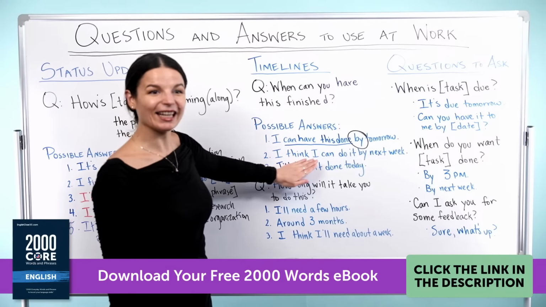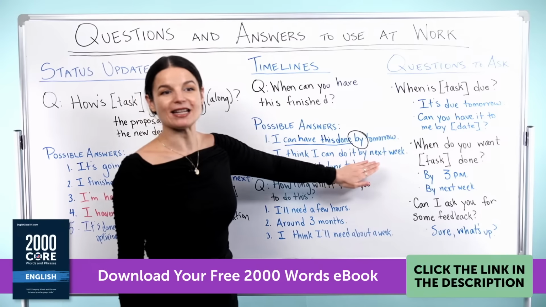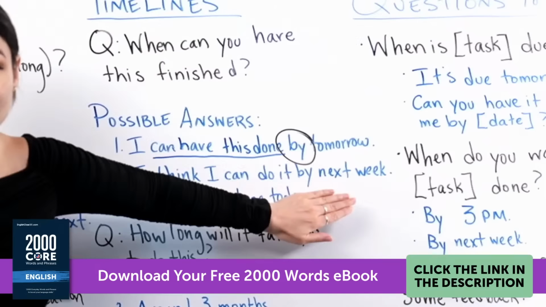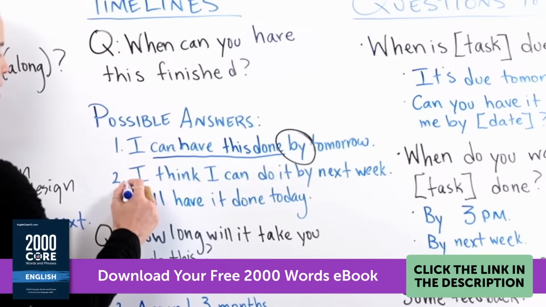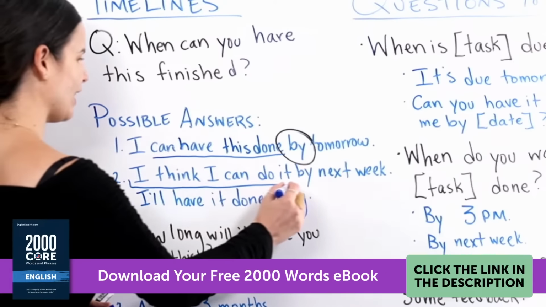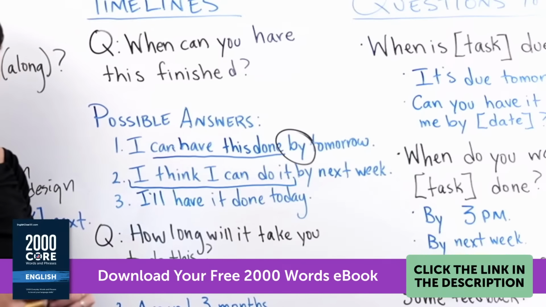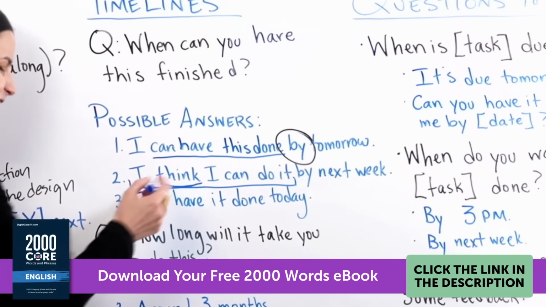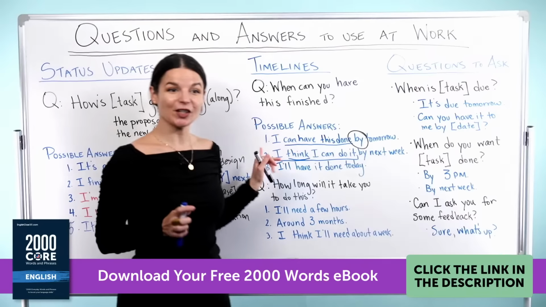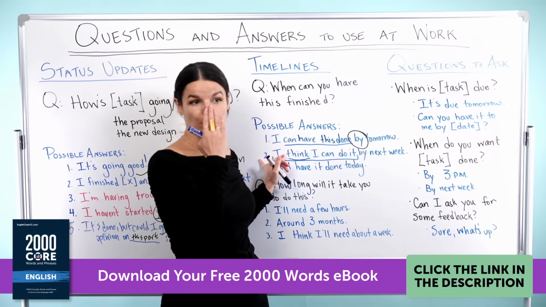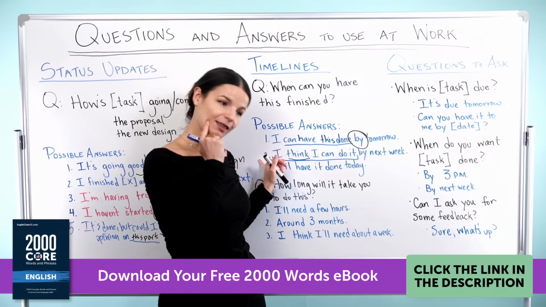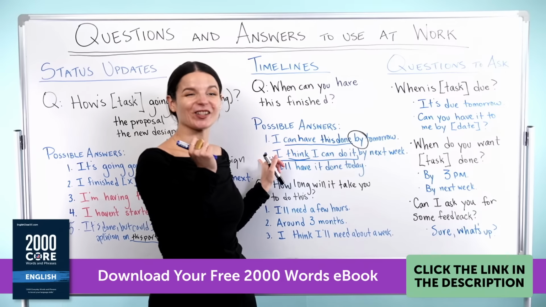I think I can do it by next week. Here we have this very soft expression. I think. All right? This one, number 2, shows you're not super sure. You're not 100% sure. I think I can do it by next week, okay?